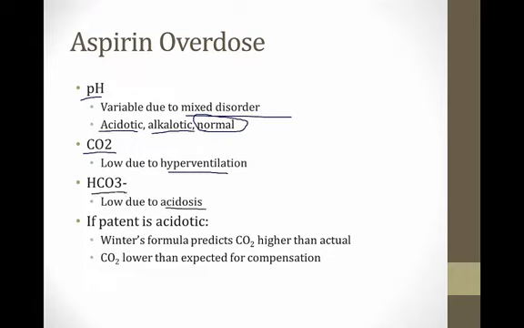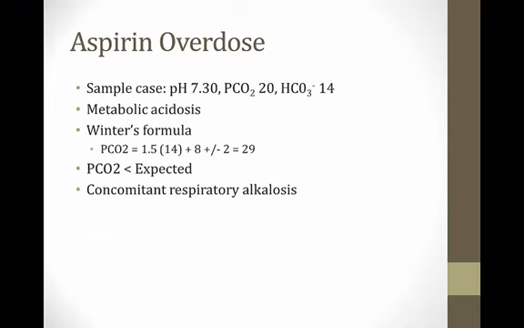And if the patient has acidosis, when you go to check the CO2 with Winner's formula, you will find that Winner's formula predicts a CO2 that's higher than the actual CO2. Or another way to look at it is the CO2 is lower than expected for compensation because of the mixed disorder. So this is easiest to understand if we do a sample case.